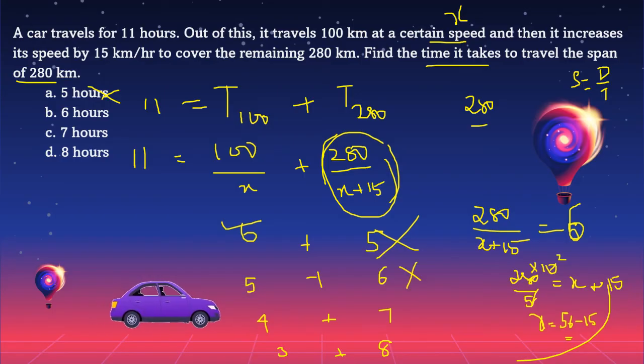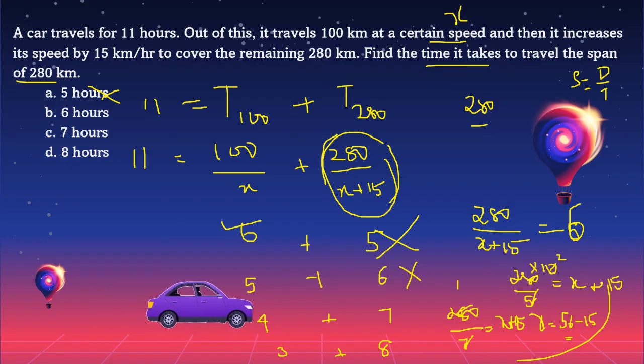4 and 7 seem to be a possible value, because 100 by some number gives me 4, of course, yes. And 280 by x plus 15 can be 7. So let's calculate this and see. 280 divided by x plus 15 is 7. So 280 by 7 will be equal to x plus 15. So this is 40. So 40 is equal to x plus 15. The value of x is going to be 25. Yes, 100 by 25 gives me 4. So this is the possible combination.